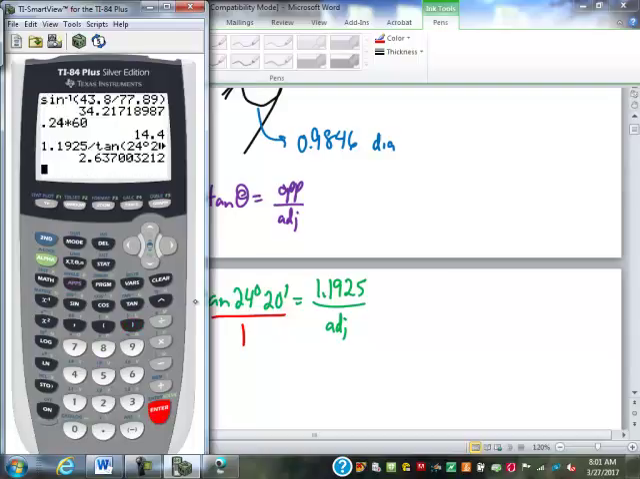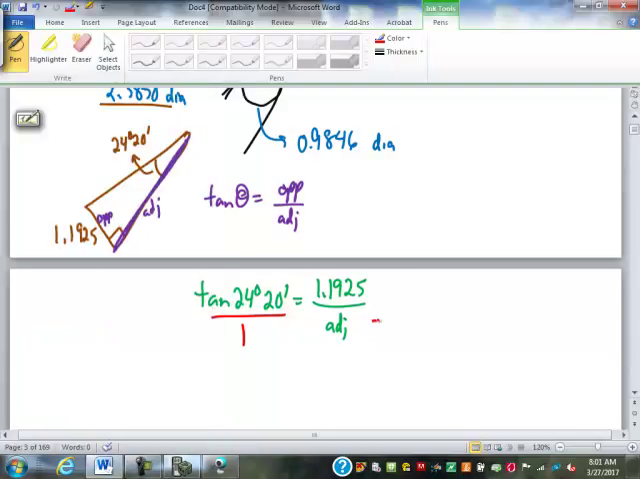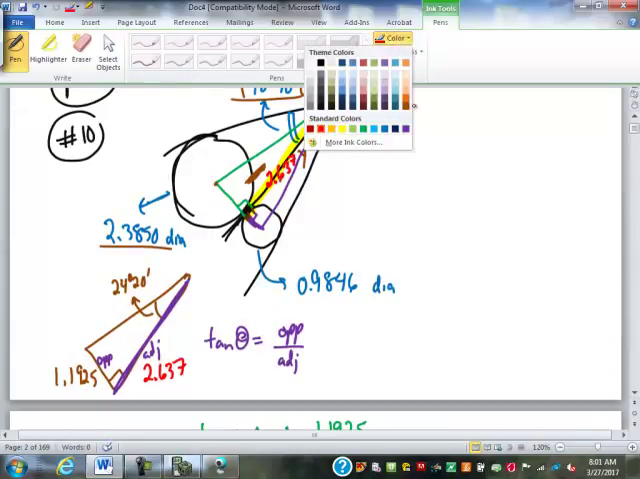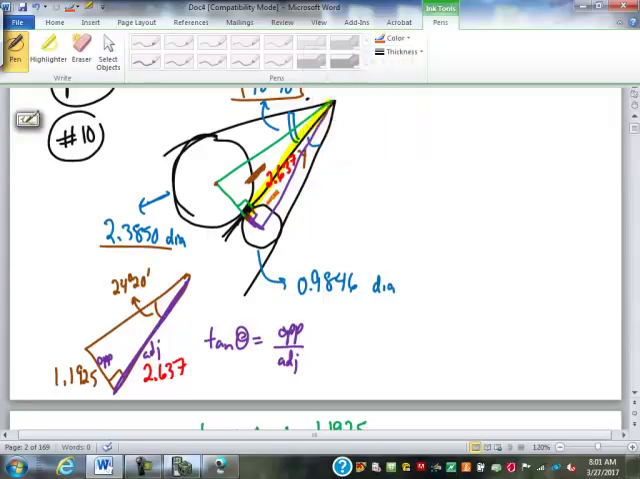Which gives us that adjacent side is 2.637. This is 2.637, which makes this here 2.637. So now let's look at this triangle over here. This is the 2.637 that we just found from the last triangle.